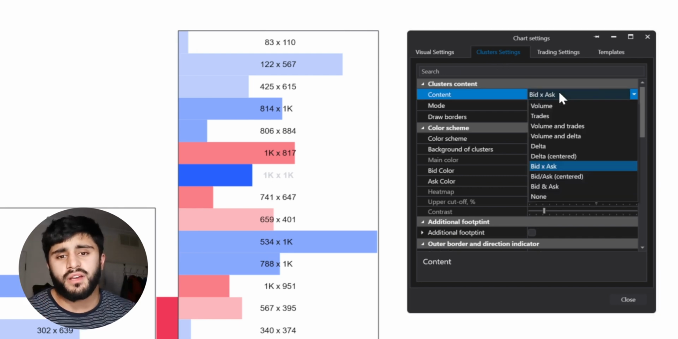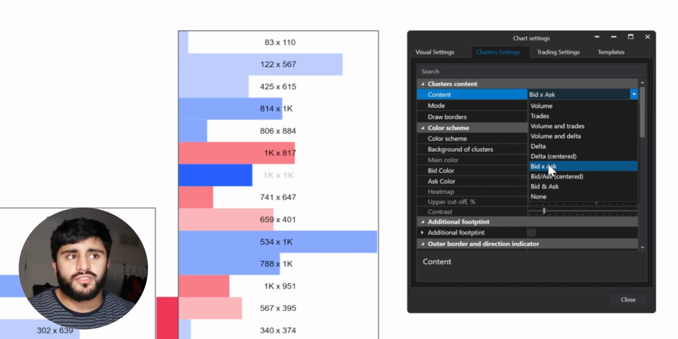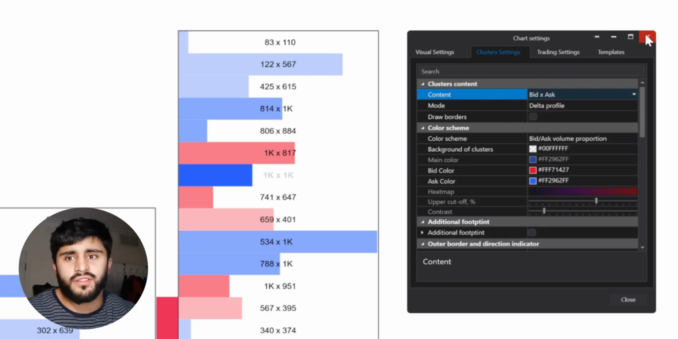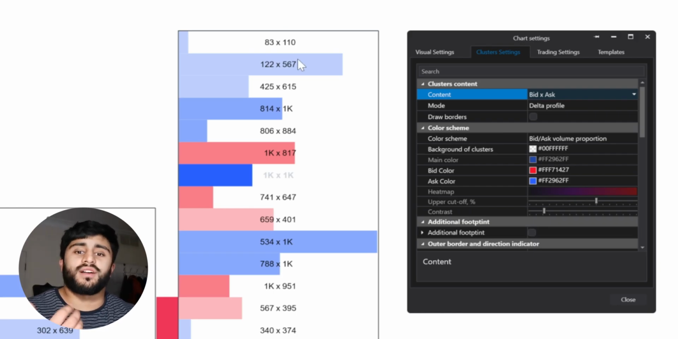So if you are using the ATAS platform, I recommend having these settings, the bid and the ask. So let's quickly go over what that means. The bid over here, let's take a look at this top row. The bid is 83. The ask is 110. So what does that mean to us as traders?